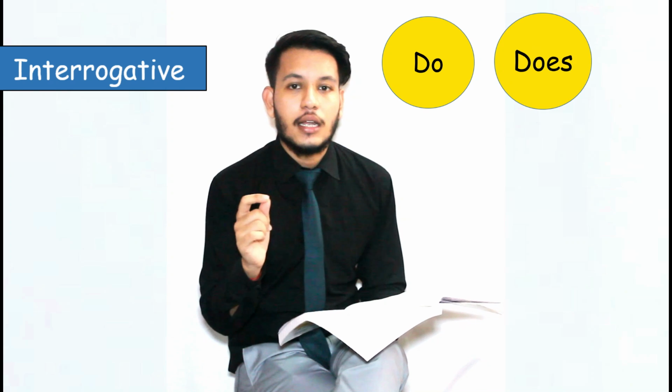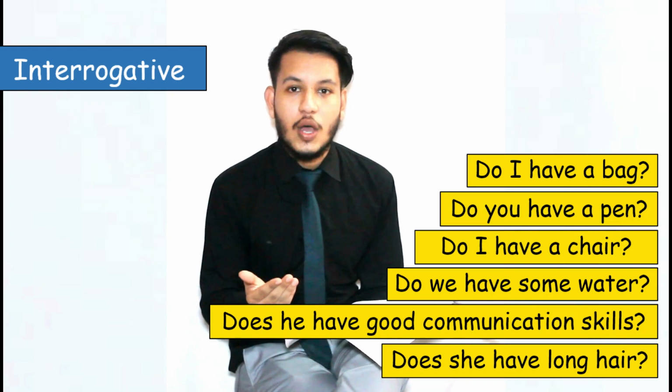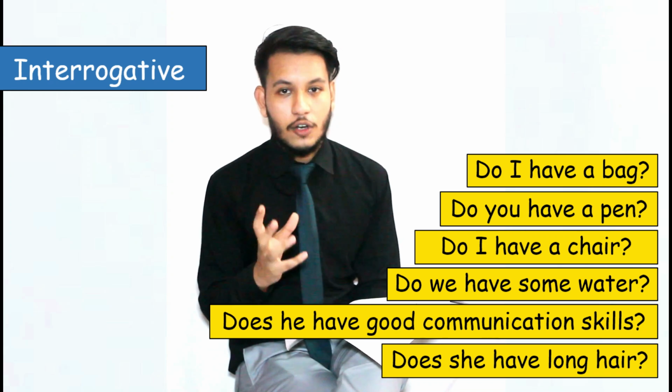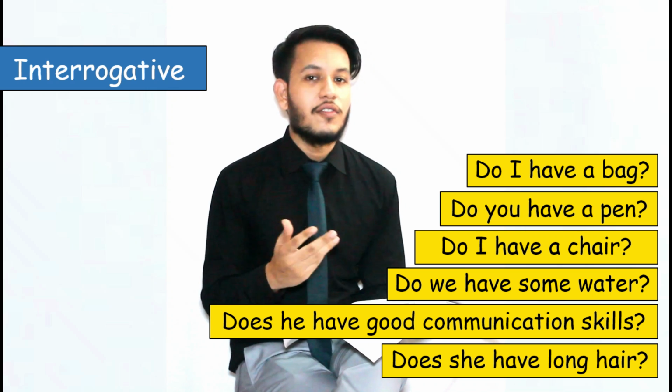For interrogatives, we bring our first helping verb outside. It means you shall start your sentences with do and does. Do I have a bag? Do you have a pen? Do I have a chair? Do we have some water? Does he have good communication skills? Does she have long hair?